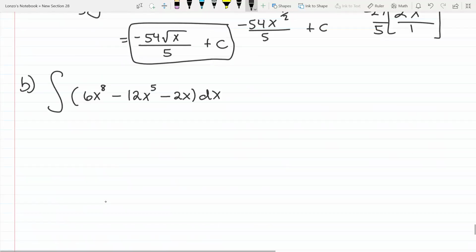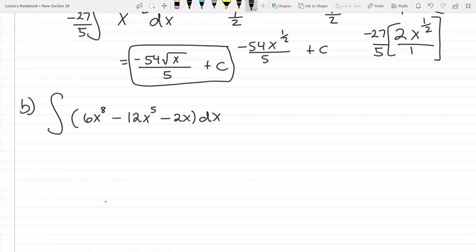Okay, two more. So b, the integration of 6x to the 8th minus 12x to the 5 minus 2x dx. You could write out each problem separately because there are three terms, right? You can rewrite this as the integration of 6x to the 8 dx minus integration of 12x to the 5 dx minus integration of 2x dx. Or you could just take the integration of each term, it's fine. So let's just do integration of each term. So it looks like we're only going to use the power rule.